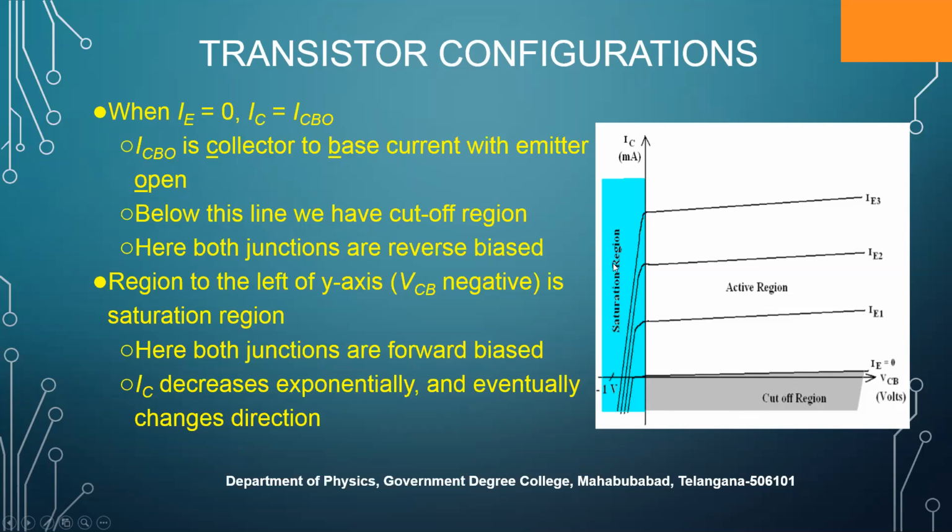So region to the left of y-axis, that is VCB negative, is saturation region. Here both junctions will be forward bias. So here what happens, IC decreases exponentially and eventually changes the direction.